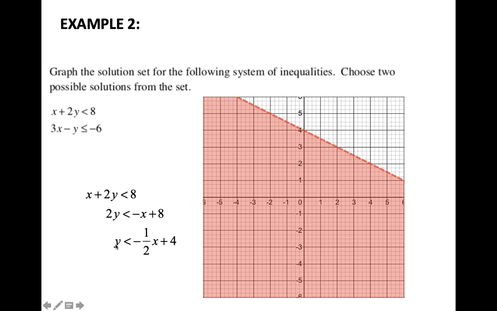Now I'm being asked to shade where y is less than this line. So all the y values along here are smaller than the line on this side. So I shaded it. Let's take a look at the next one.